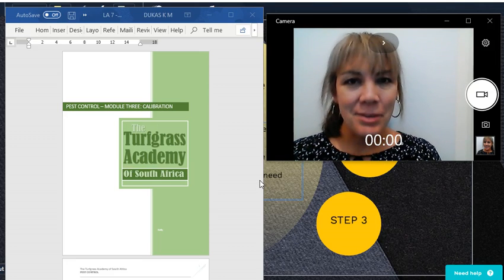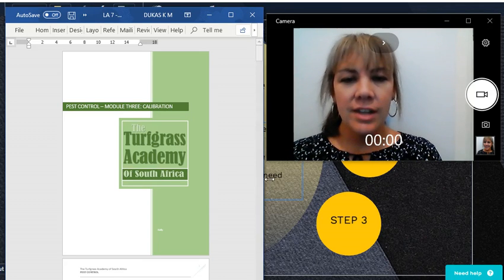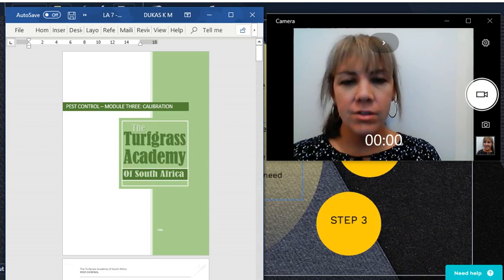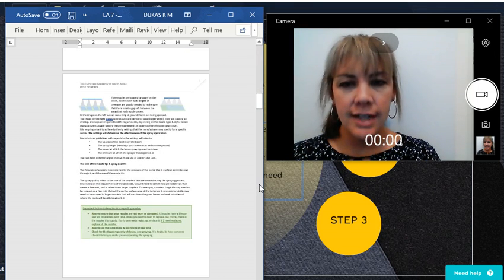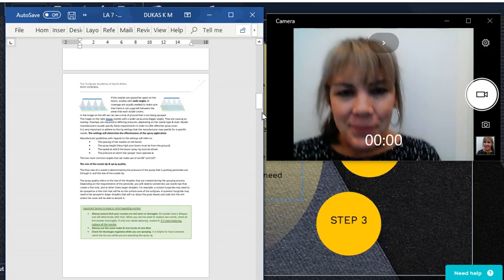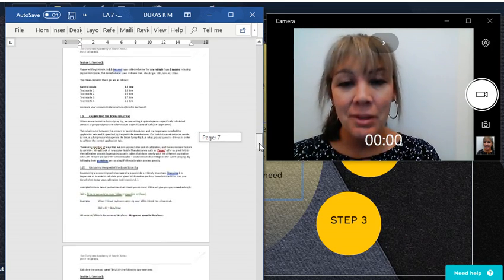Please bear with me as we swap around between the various screens. I'd like to ask you to also get out your learner guide for this learning area. If you page with me to page 10, we'll be able to get started and then we'll all be on the same page.